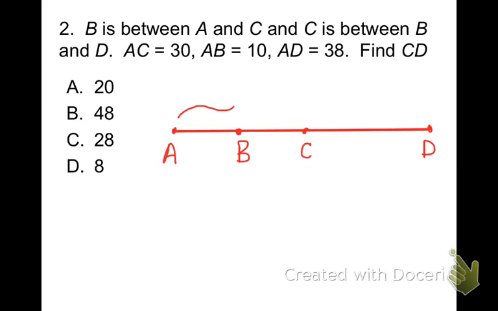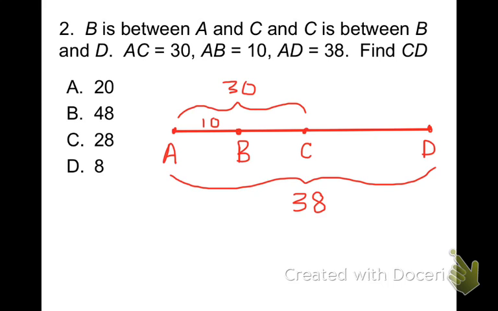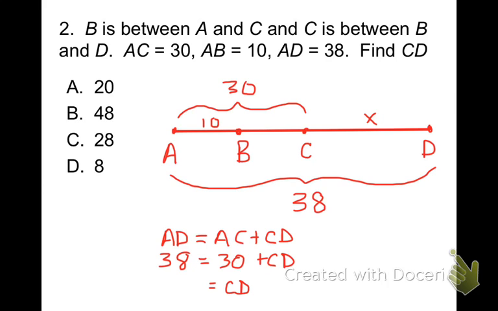We know that the length of AC is 30. We know that AB is 10. And we know that the full segment AD is 38. Find this missing length here, CD. Well, segment addition tells us that the full segment AD is going to be segment AC plus segment CD. We know AD is 38. We know AC is 30. So the answer choice that will work best should be 8.